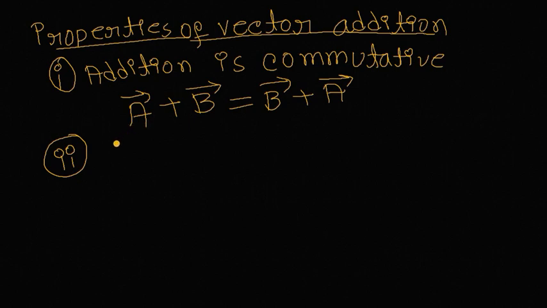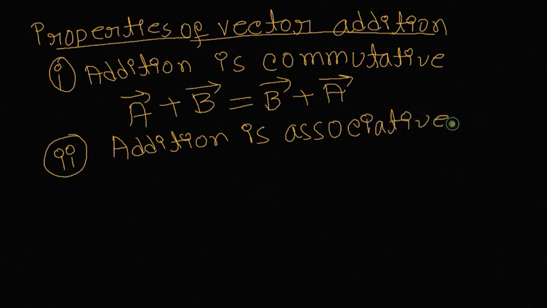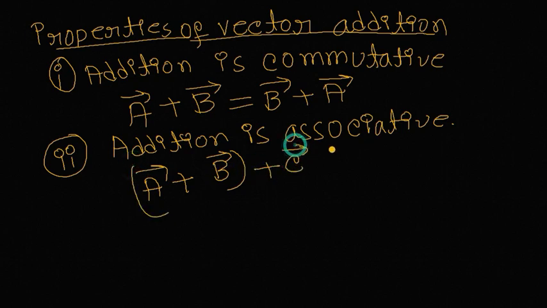Again, the addition is associative. This means if we add A vector plus B vector and then add C vector, the resultant will be the same as if we add B vector plus C vector and then add the A vector. These two results will be the same.